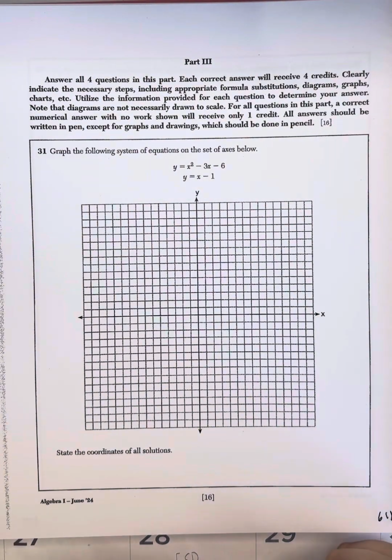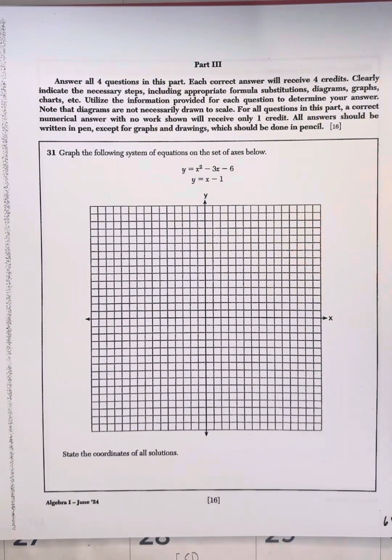Okay, we're on Algebra I, June 2024. We're doing questions 31 through 35. So 31, graph the following system of equations on the set of axes below.